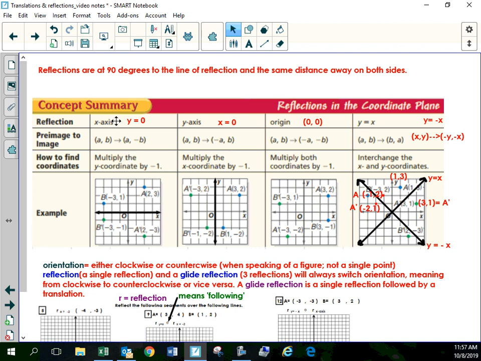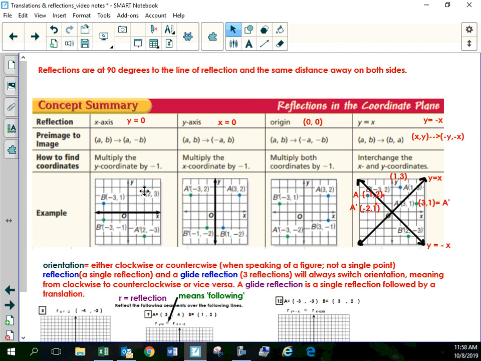Okay, so on reflections, again, we're just talking about a single reflection. With only one reflection, these are the 5 main ones that they're usually going to ask you, but then we're going to talk about other lines as well. So first one they might ask is reflect a point or a figure over the x-axis. First off, you have to know the x-axis is the horizontal one.